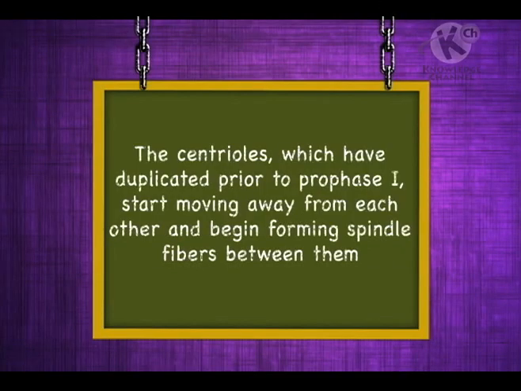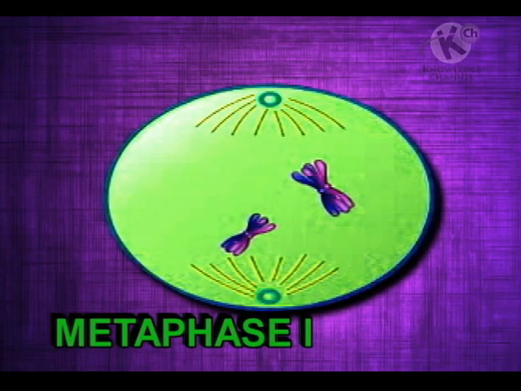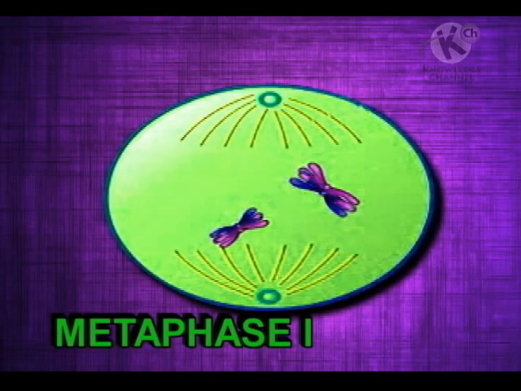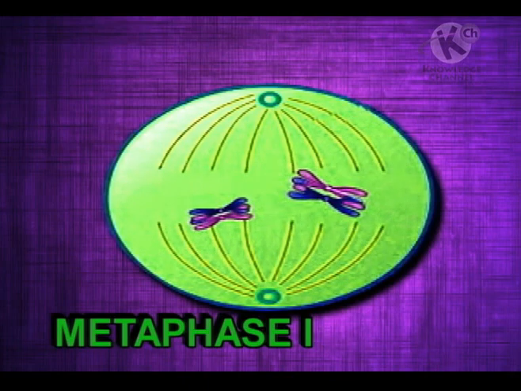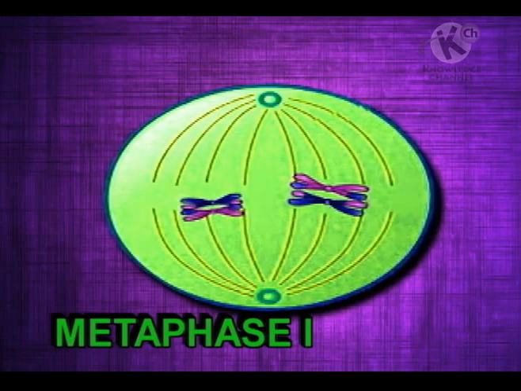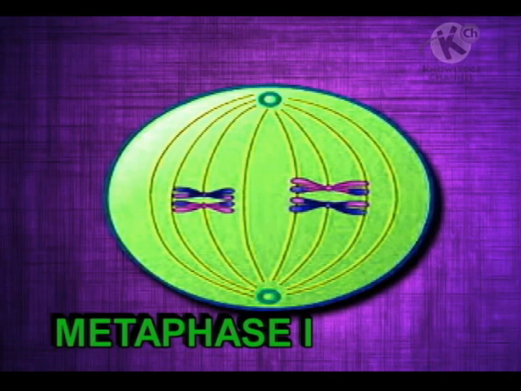As prophase 1 proceeds, the nucleoli and nuclear membrane disappear. The centrioles, which have duplicated prior to prophase 1, start moving away from each other and begin forming spindle fibers between them. During metaphase 1, the homologous chromosomes align at the middle of the cell, between the 2 poles, where the centrioles are located. For each pair, spindle microtubules from one pole attach to one of the homologous chromosomes, and the microtubules from the opposite pole attach to the other chromosome.